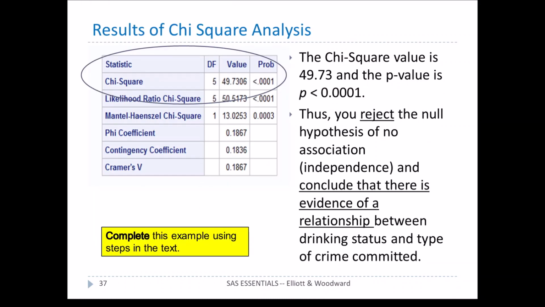And not surprising, the chi-square then is less than 0.001, which means we reject the null hypothesis. There's no association, and conclude that there is a relationship between drinking status and type of crime committed. Now, a lot of analyses of what this might have meant, but one of them would be if you're perpetrating fraud, maybe being a drinker is not a good idea because you have to have a clear mind.